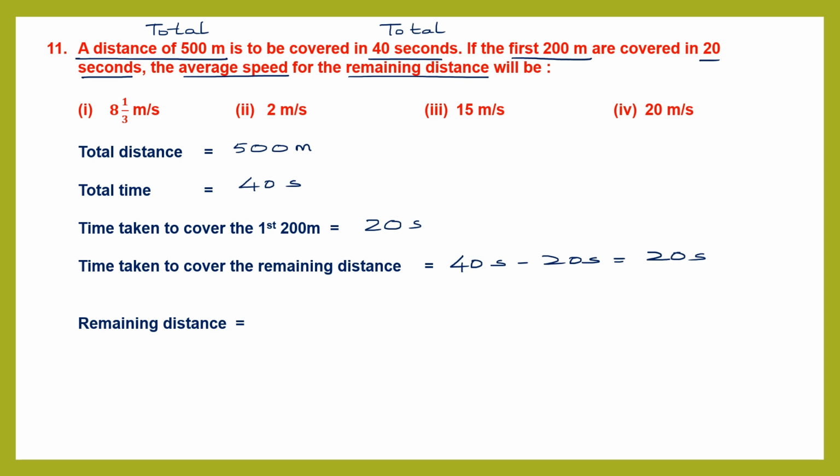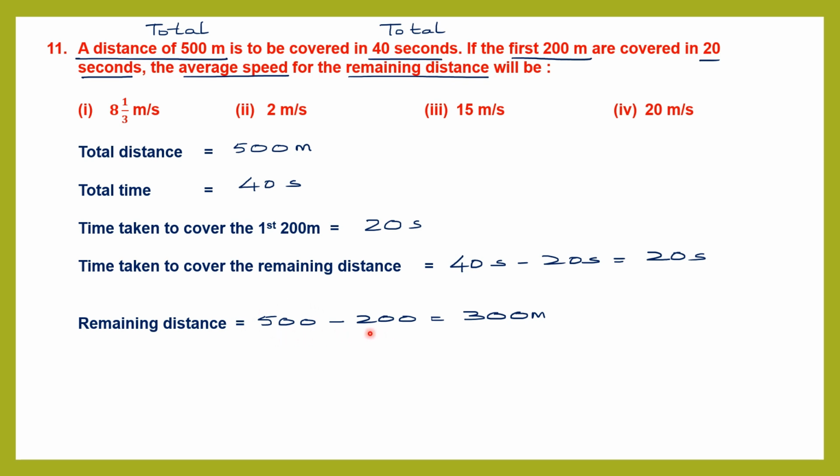Now, what is the remaining distance? Now the total distance is 500. In that the first distance is already taken, which is 200 meters. So what is remaining? 300 meters. 500 minus 200 is 300. So 300 meters is the remaining distance. How did we get that? This is the total distance.